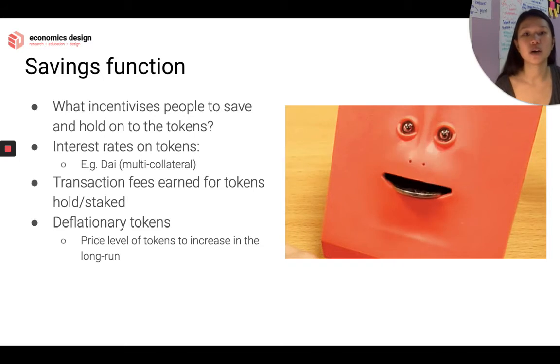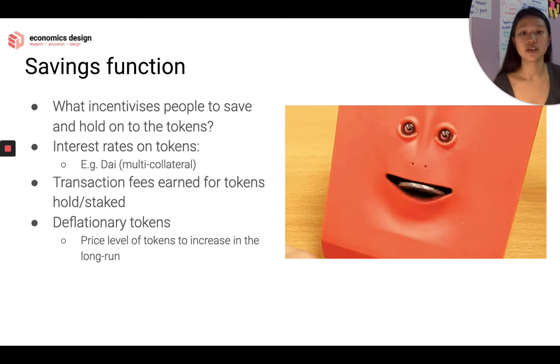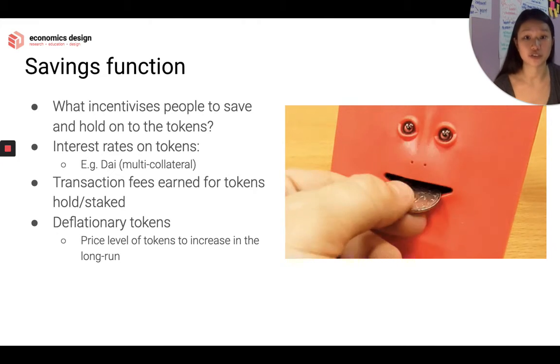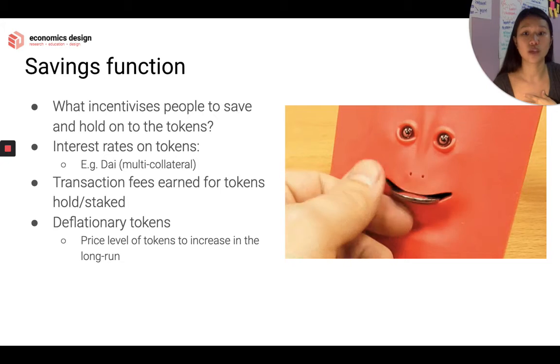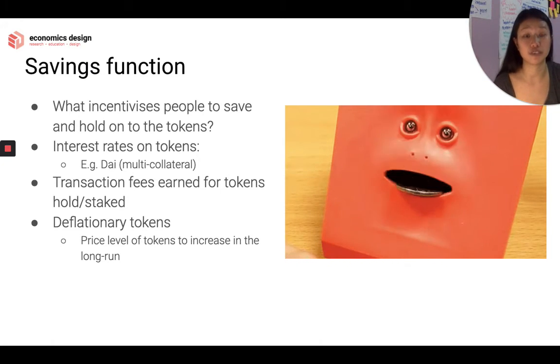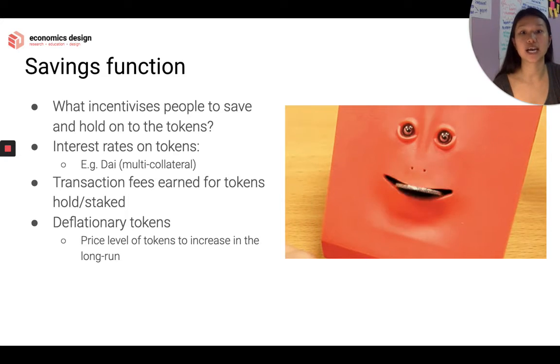Or if you think about Binance coin or Binance token, they will burn tokens to reduce the token supply, and this will increase the price level. When price level increases in the long run, that's called deflationary. So then people are just incentivized to save, because if I save one token now, it could be worth a lot more in the future because of the deflationary feature. We're going to talk a little bit more about savings function later in the section as well, so you get a better idea and better understanding.